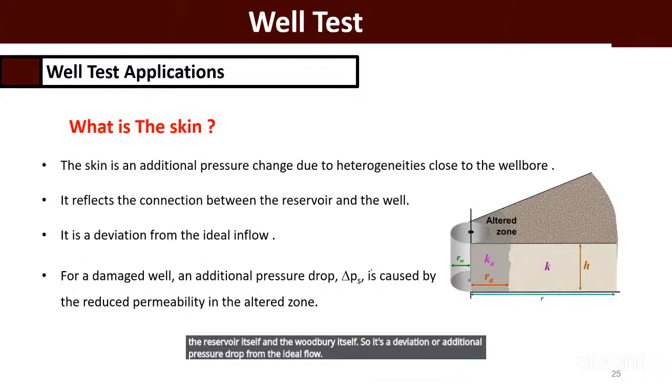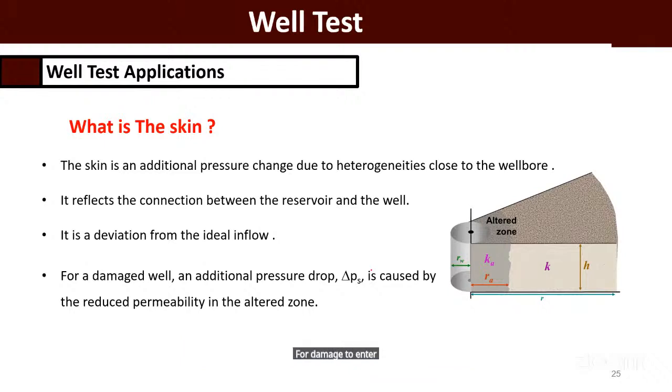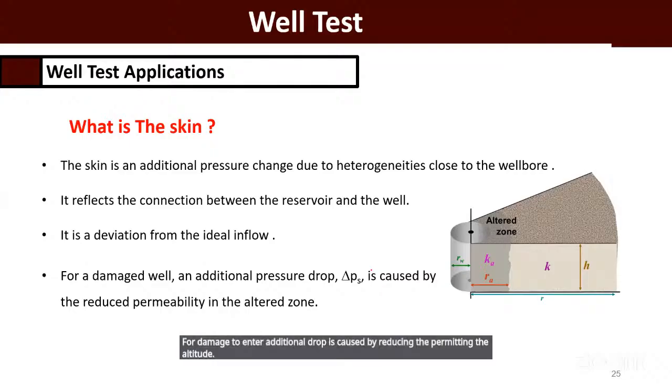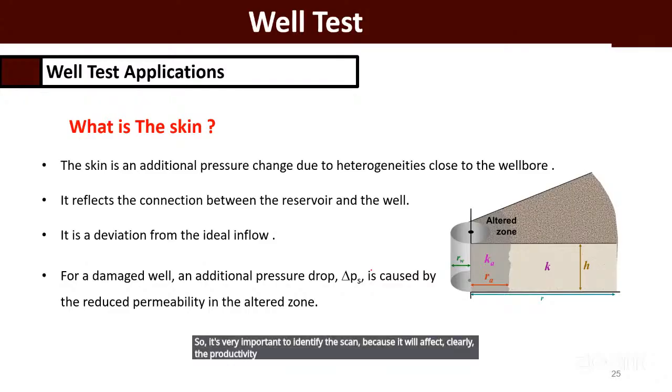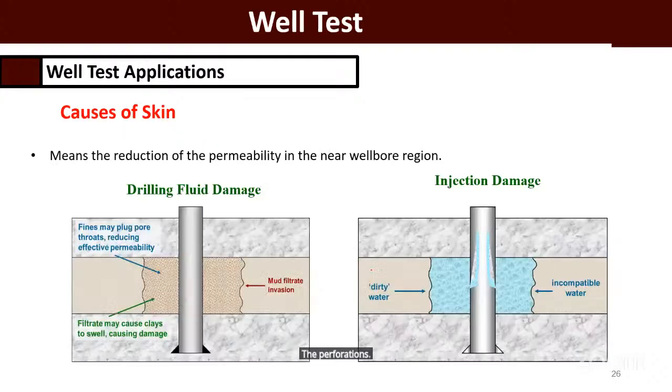For a damaged well, the additional drop is caused by reduced permeability in the altered zone. So it's very important to identify the skin, because it will clearly affect the productivity, and it's very, very near to the perforations. What are the causes of skin?